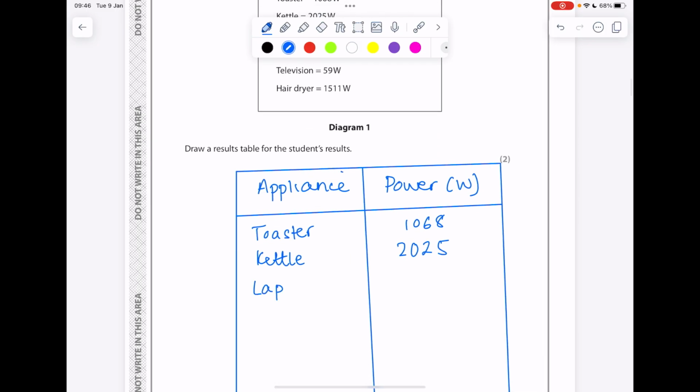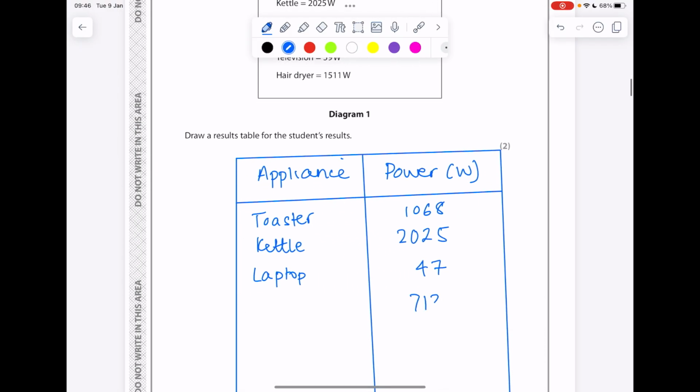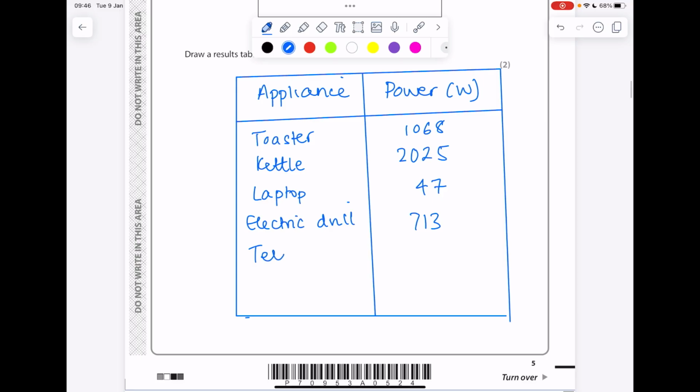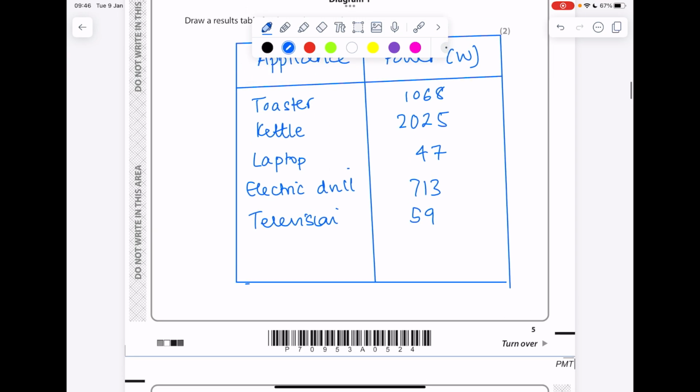Laptop. Electric drill. Television. And hairdryer. Gosh, that uses a lot of power.